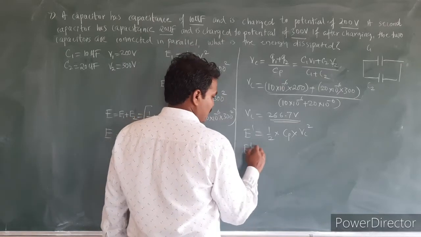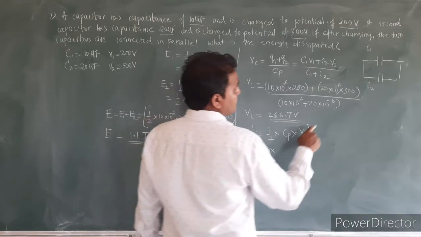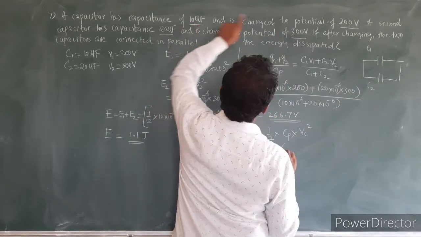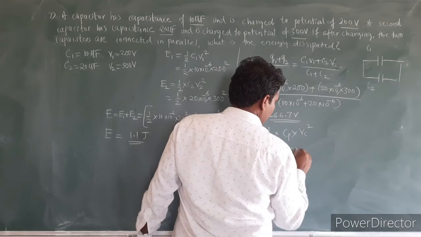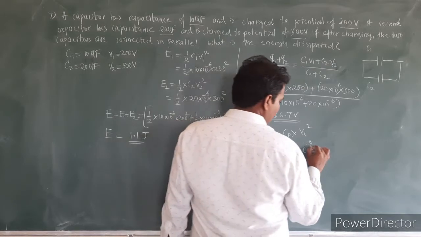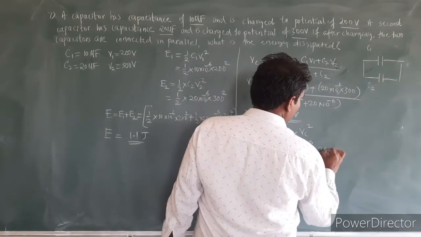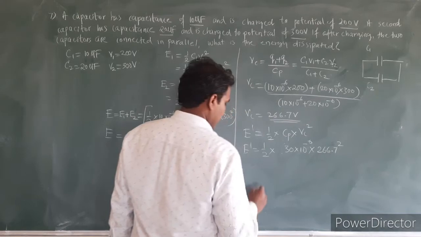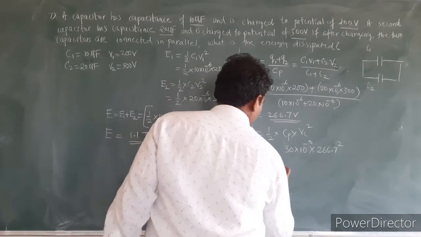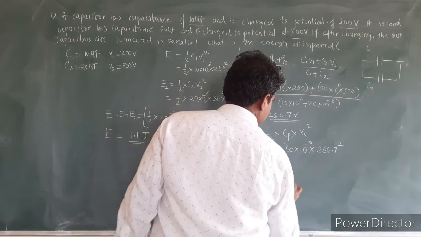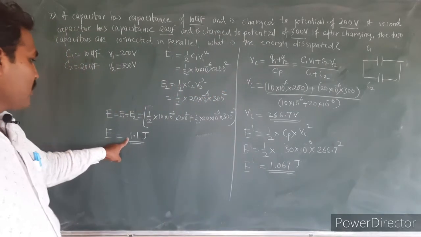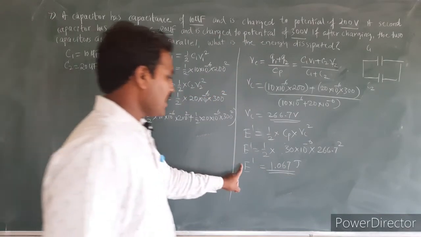So E is equal to 1/2 into Cp, which is C1 plus C2, that is 10 plus 20 microfarad, that is 30 into 10 to the power of minus 6, into VC, which is 266.7 squared. If I substitute this value, I get 1.067 joules. The energy before the combination is 1.1 joules, and the energy after the combination is 1.067 joules.